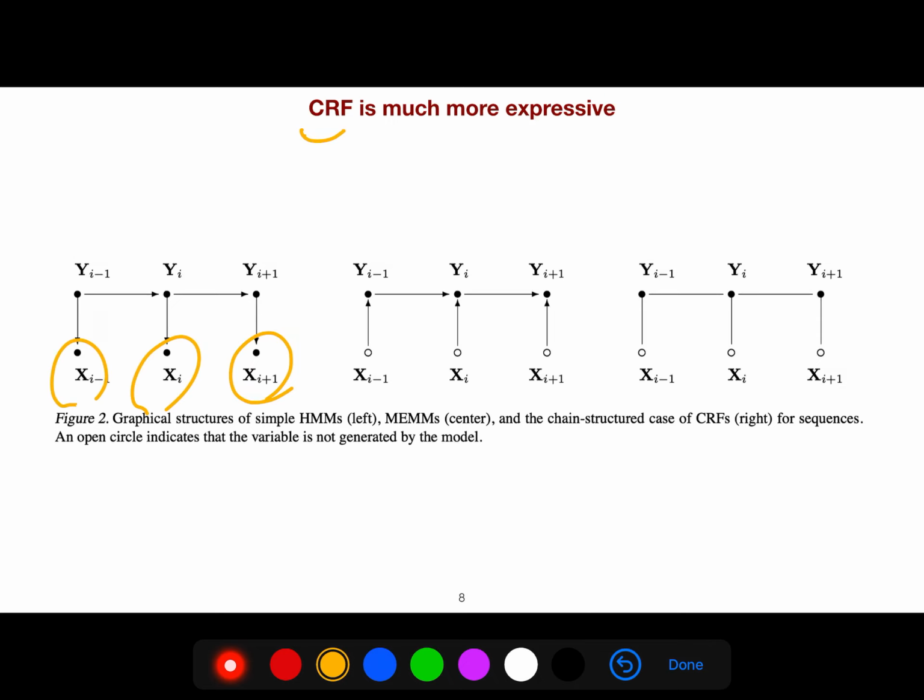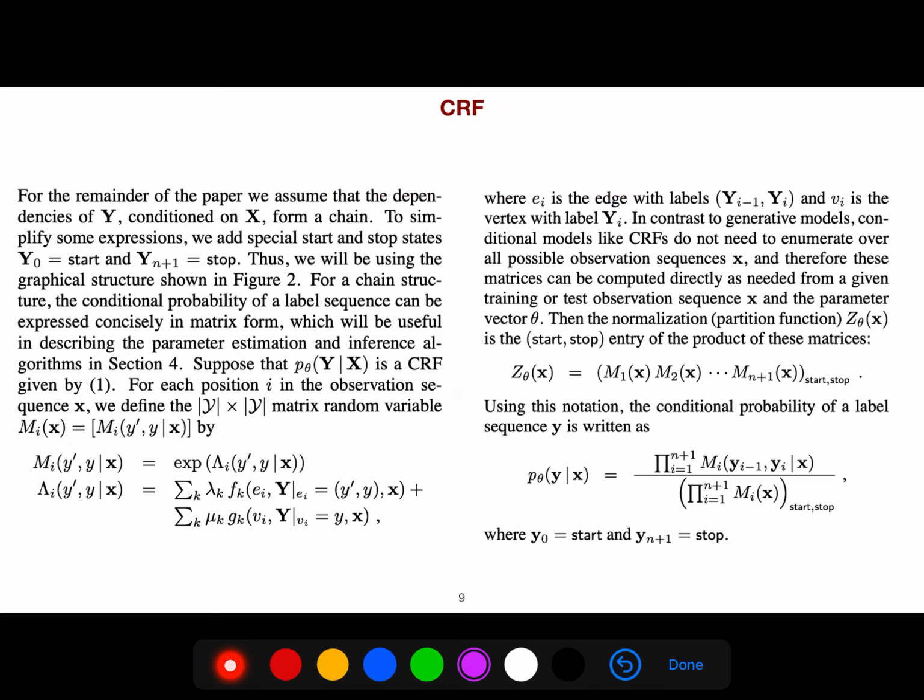So on the left is the HMM, in the center is the maximum entropy Markov model, and I have a playlist for this. And this is our CRF that we are talking about. It is not a directed graph, and it's very expressive.